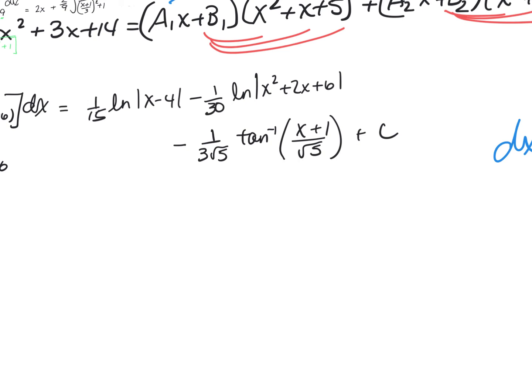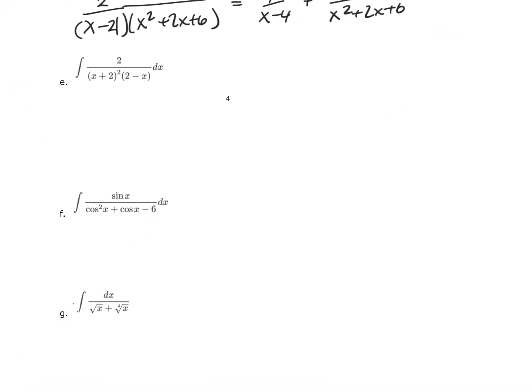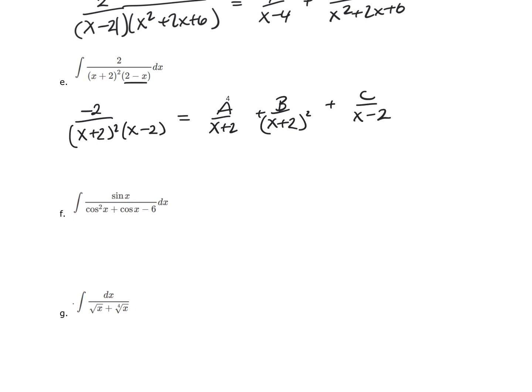So a whole bunch of fun on that one. If you want us to go over that in class, absolutely. Partial fraction on this one would be 2 over (x plus 2) quantity squared. I'm going to factor a negative out of this, so I'm going to make this a negative 2, x minus 2, equal to A over x plus 2, plus B over (x plus 2) quantity squared, plus C over x minus 2.